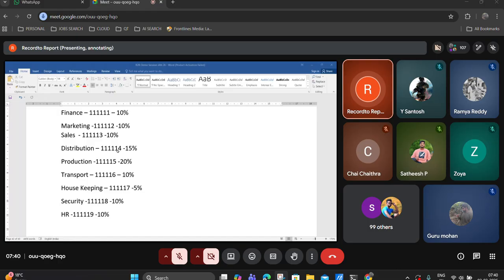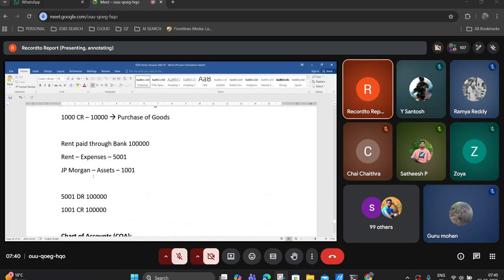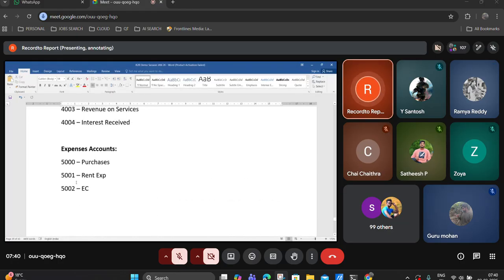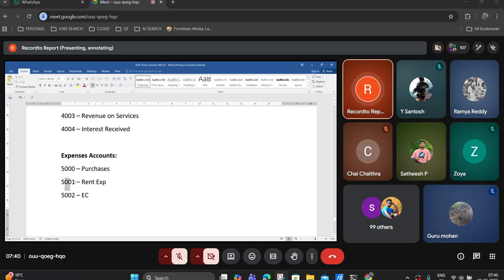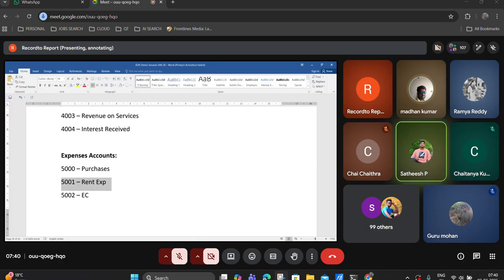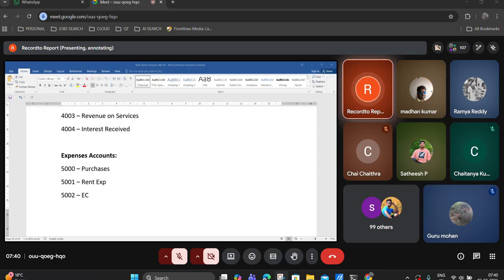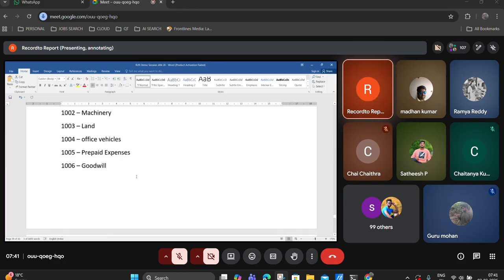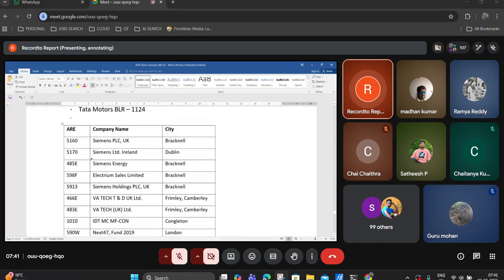So assume we are processing 1 lakh rupees of rent. What is the rent code we created? Did we create any rent code here? What is the rent code, guys? 5001. Assume in my company, I am processing the transactions for Siemens PLC Limited. What is the Siemens PLC company code? 5160. I will update here as 5160.